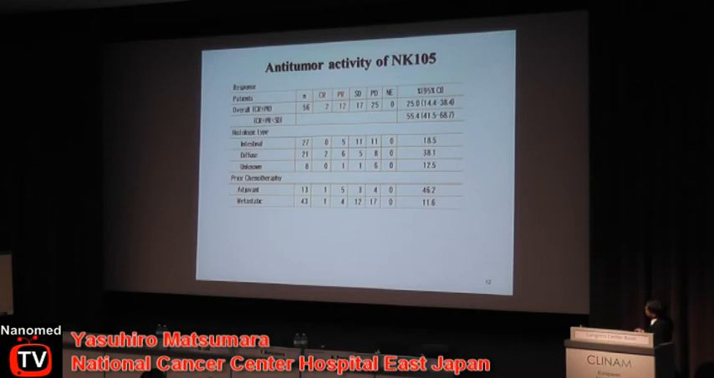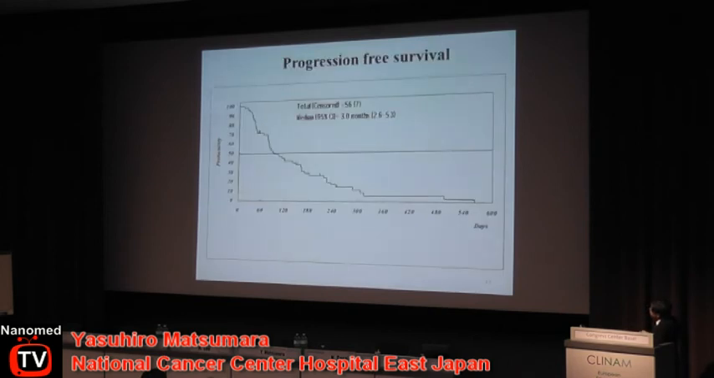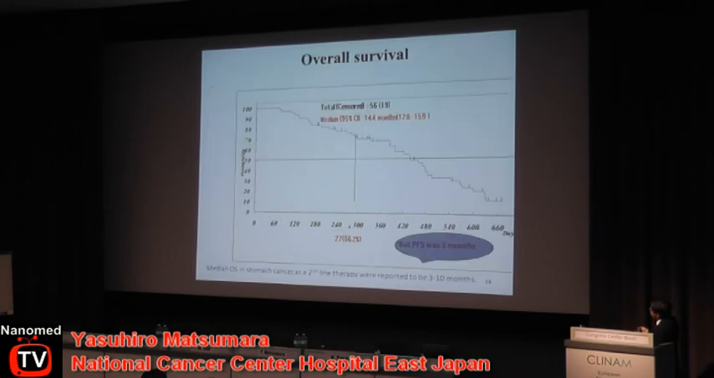The overall anti-tumor activity was 25% with 2 CRs and 12 PRs. Progression-free survival is 3 months. Overall survival is 14.4 months. The median overall survival in stomach cancer as a second-line therapy was reported to be 3 to 10 months. So this figure, 14.4 months, is remarkable.